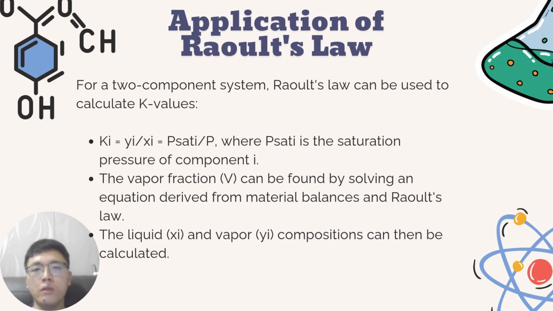In our project, we will apply Raoult's law for our calculation. This is because our project is a two-component system, and Raoult's law can be used to calculate the K value for a two-component system, which is Ki equals yi over xi, and it also equals P saturated over P. And the vapor fraction V can be found by solving an equation derived from the material balance and Raoult's law, and the liquid xi and vapor yi compositions can then be calculated.